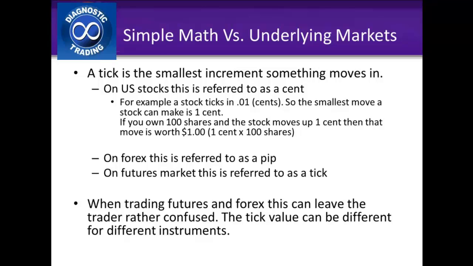If you own 100 shares and a stock moves up 1 cent, then that move is worth $1. 1 cent times 100 shares. On Forex, the smallest increment is referred to as a pip, and on futures, this is referred to as a tick. When trading futures and Forex, this can really get confusing because the tick value or the pip value can actually be different on different instruments. So some of them can tick in quarters, some can tick in, eighth of a cent. Some of them have tick values of $12.50, some have tick values of $5, some have tick values of $10. And again, it can be really, really confusing.